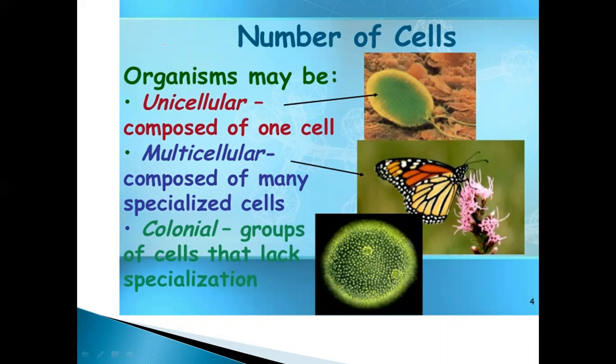Yes. And then they are divided according to the number of cells as well. Organisms may be unicellular, which are composed of one cell only. Animals which are composed of many specialized cells are called multicellular organisms. And the organisms which lack specializations, meaning they do not have special systems and special organs, are just unicellular organisms. They stick together, come together, and make a colonial-like structure, and they don't have division of labor.